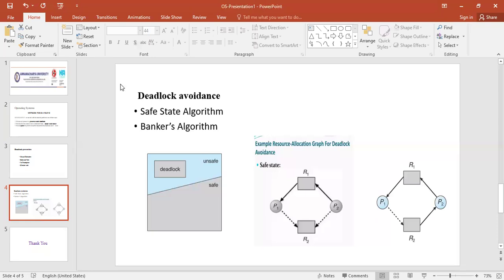Here the deadlock avoidance follows two types of mechanism. One is the safe state algorithm and another one is the Banker's algorithm. In this session, we are discussing only the safe state algorithm. The Banker's algorithm will be discussed in the next session.